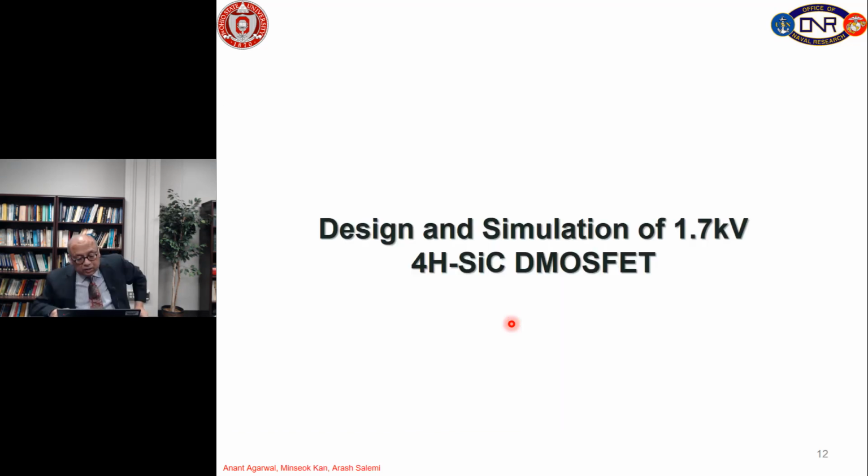All right, so now let's get into the next section, which is design and simulation of a 1.7 kV 4H silicon carbide planar DMOSFET. So, we want to design a 1.7 kV DMOSFET. So, let us start there.